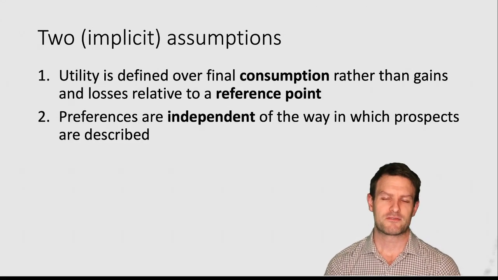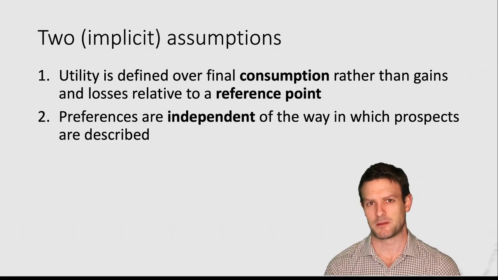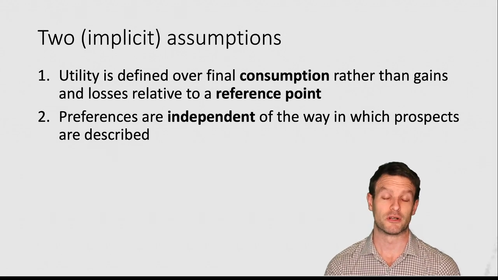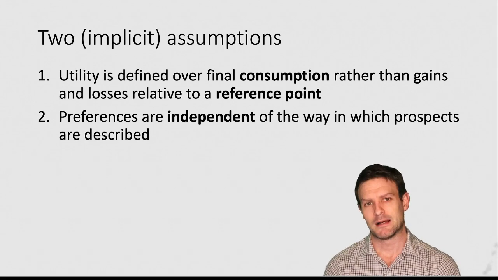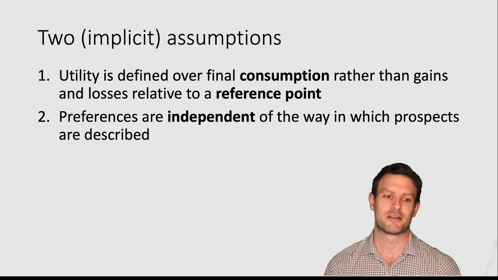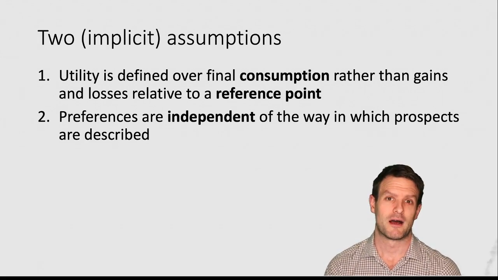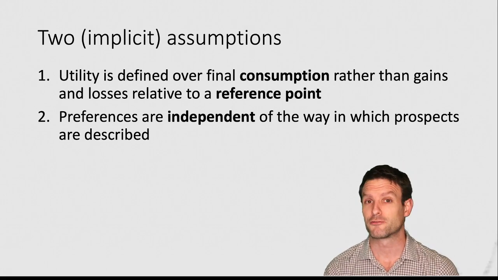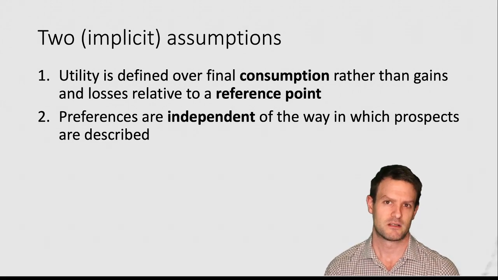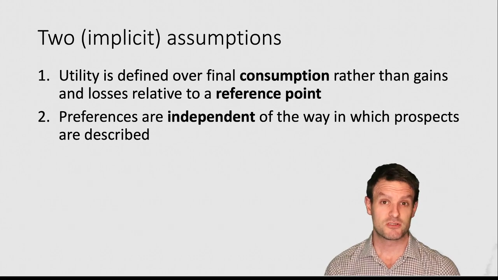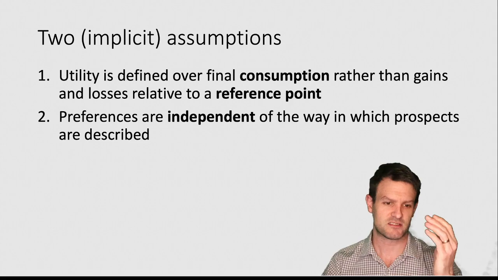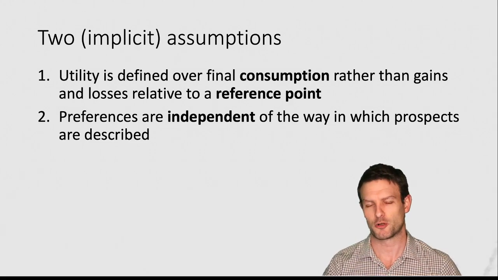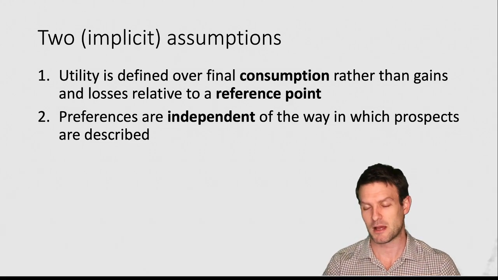So what we have to think about here is that there are two implicit assumptions that we sometimes have to overcome and think about in behavioral economics. Firstly, one assumption is that utility is defined over final consumption rather than gains and losses relative to a reference point. What do we mean by that? Okay, so expected utility theory says that people think about the final consumption value, such as that $6,000 or $3,000 that we spoke about earlier, or 6,000 or 3,000 pounds, sorry.